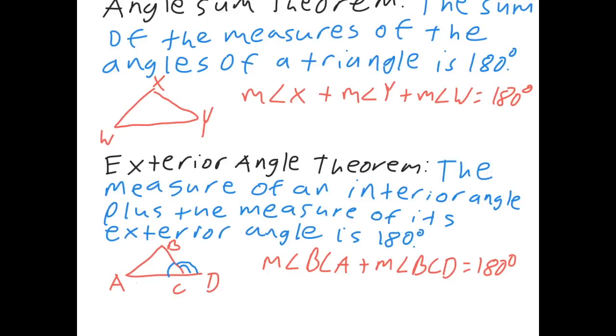And remember how we write angles? We say BCA because we want this angle right here. C is the vertex. So we start at B, go to the vertex, and then go inside to A. This one, C is the vertex still, but this time we go out to D, so B, C, D.